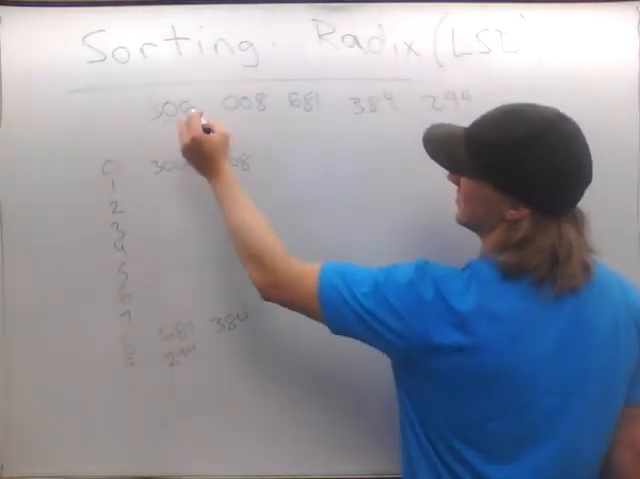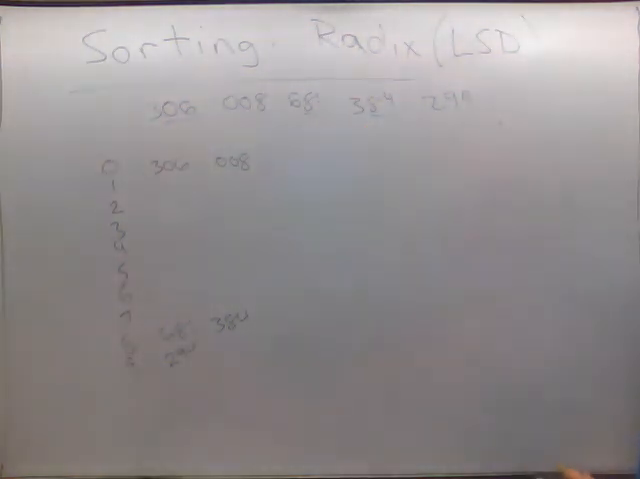So if you look, 6 is less than 8, less than 81, less than 84, less than 94. We sorted the last 2 digits.